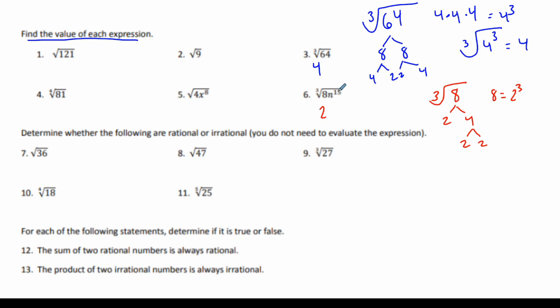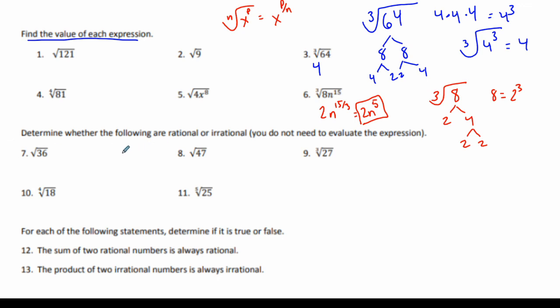Now I have n to the 15th. Now remember, we said if you have a variable with an exponent under the radical, you can divide that exponent p by the index n. Let me write that a little neater for us. So this would be 2n to the 15 over 3, or 2n to the 5th. Okay, I bet you could do something similar here.